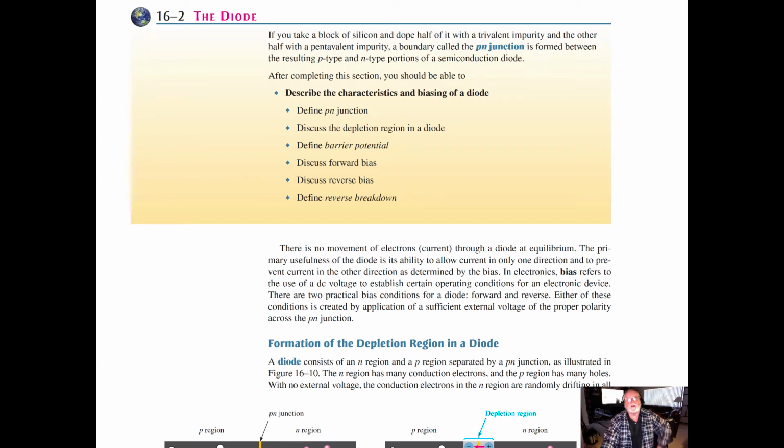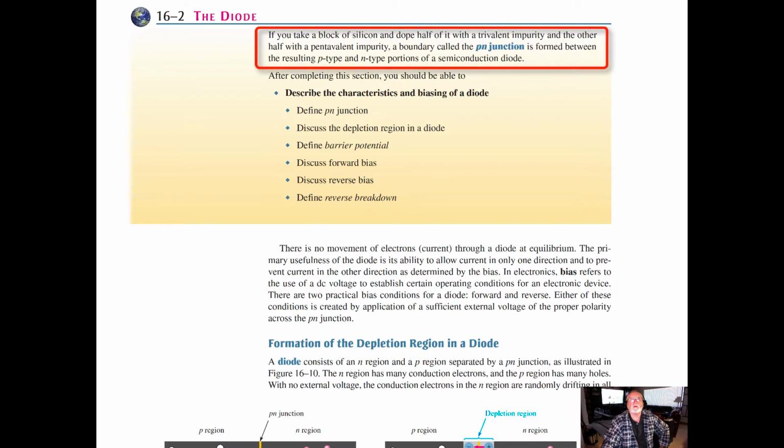So how do we put this knowledge to work? How do we put this PN junction, trivalent, pentavalent impurity information to work? Well, if you take a block of silicon and dope half of it with the trivalent impurity and the other half with a pentavalent impurity, we form a boundary called a PN junction. And it's formed between the resulting P-type and N-type portions of the semiconductor diode.